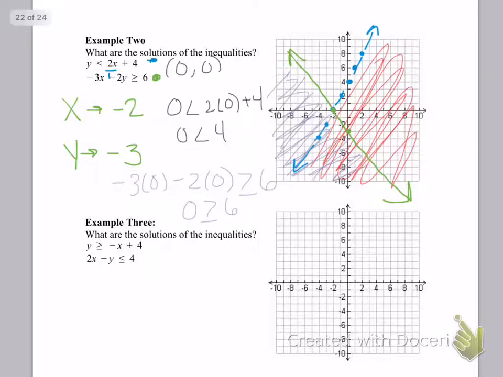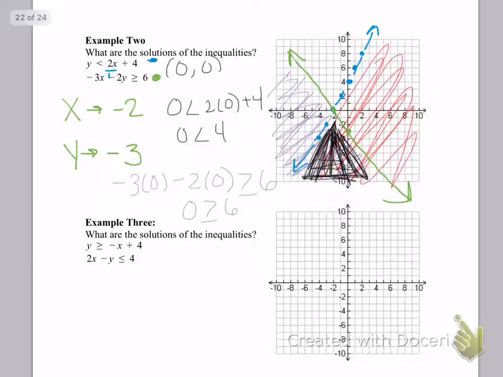Now we've got to figure out where they overlap. We're looking for a purple and red mix. That's right about here. So we're going to color and darken in this area because these are all the areas where it's true. Makes a beautiful triangle.